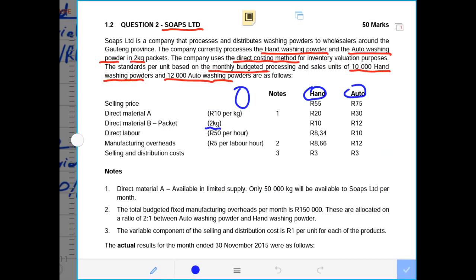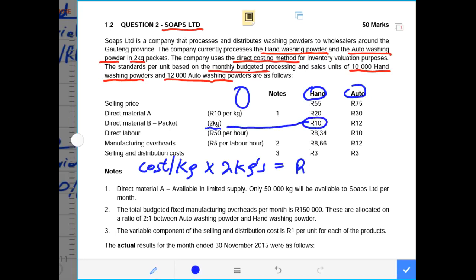What are we looking for? We are looking for the cost per kg. We know that it was cost per kg times 2 kgs in order for them to get to the amount of 10 rand. So they would have said 2 kgs times kgs per unit is equal to 10 rand. So now what are we looking for? We are looking for the price or the cost per kg. So now that will be 10 rand here.